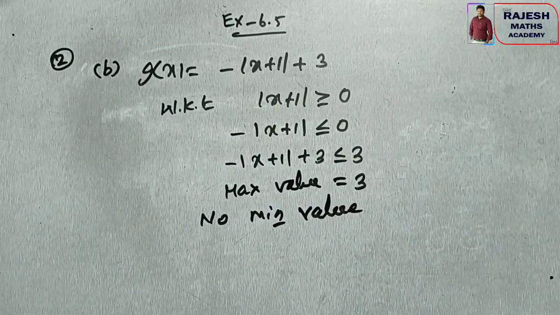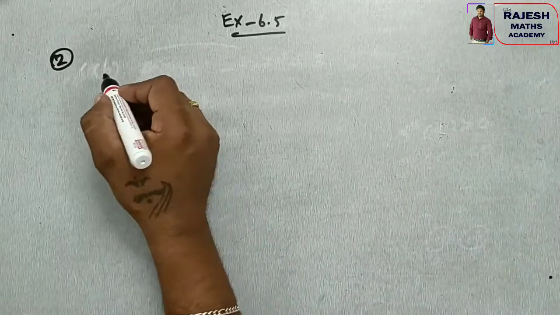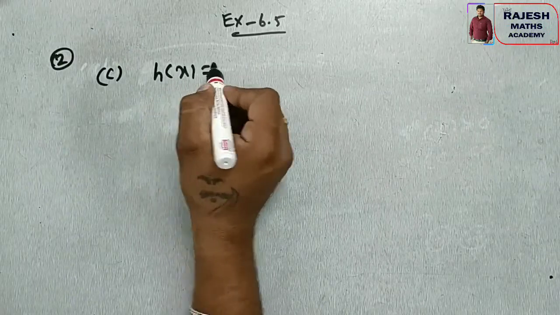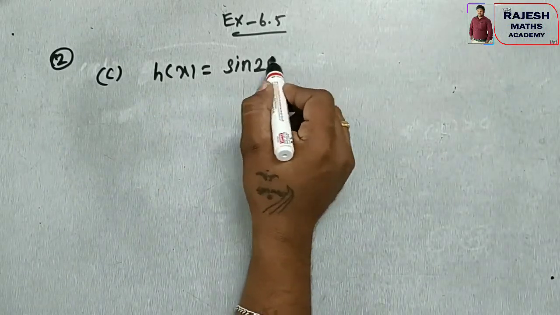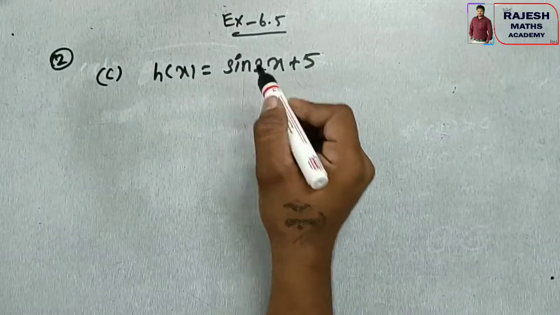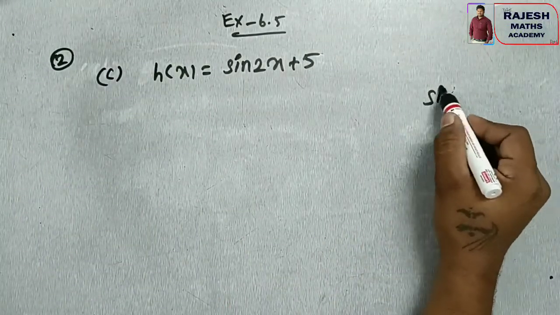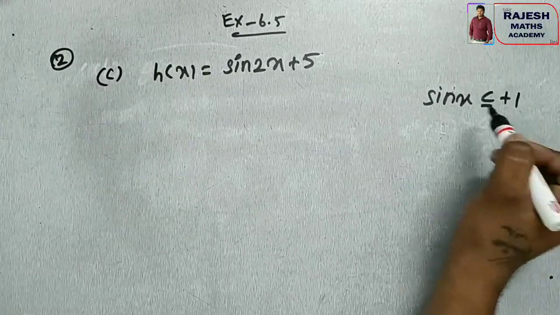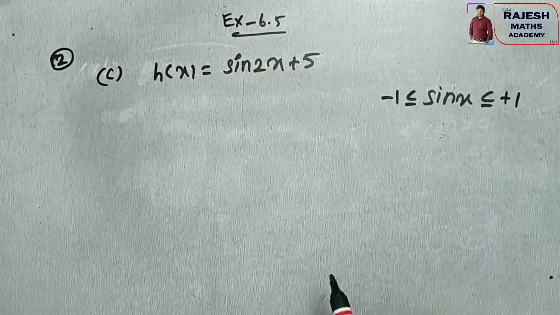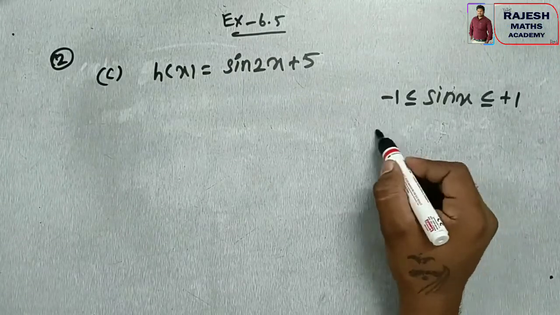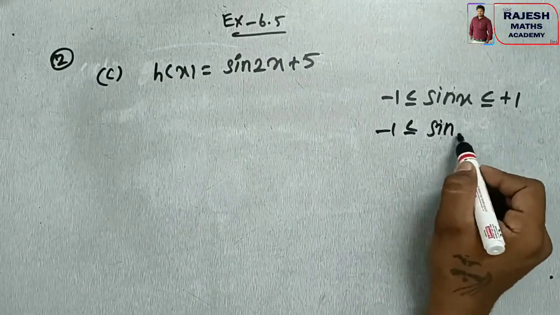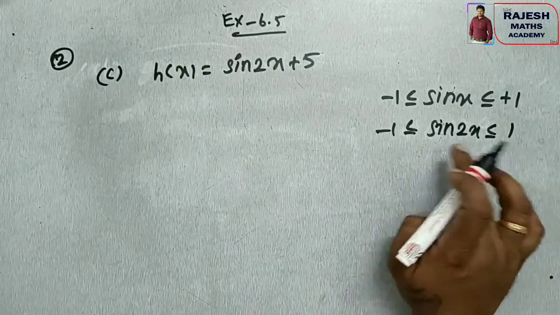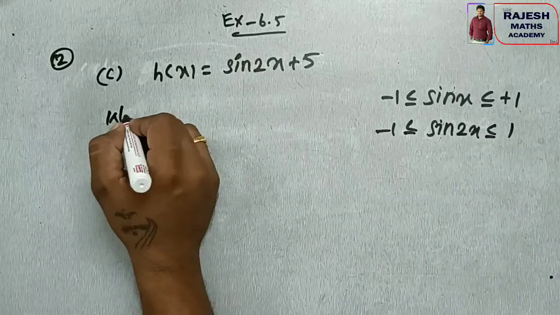Next question. Question C. Given that h of x equals sine 2x plus 5. We know that the maximum value of sine x is positive 1 and the minimum value of sine x is negative 1, and the maximum and minimum values of sine 2x are also the same, plus 1 and minus 1. So we are using that here.